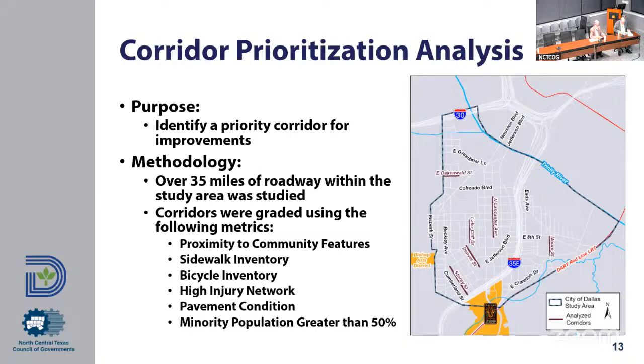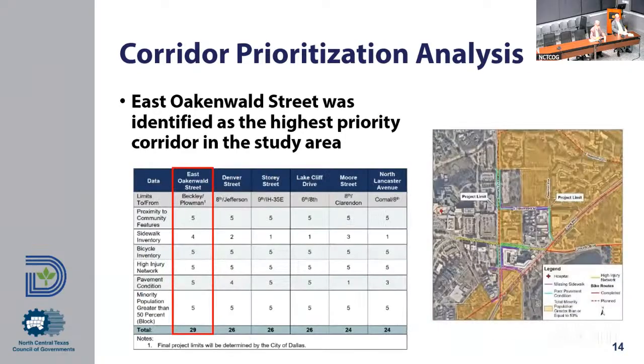A desktop analysis was then conducted for the remaining 12 corridors, scored on a scale of 1 to 5 using various metrics, where 1 indicates a low improvement need and 5 indicates a high improvement need. These metrics include proximity to community features, sidewalk inventory, bicycle inventory, high injury network, pavement condition, and minority population greater than 50%. Based on the analysis of the 12 corridors and discussions with the City of Dallas, the top 6 corridors identified for needed improvements included East Oakenwald Street, Denver Street, Story Street, Lake Cliff Drive, Moore Street, and Lancaster Avenue. Next slide.